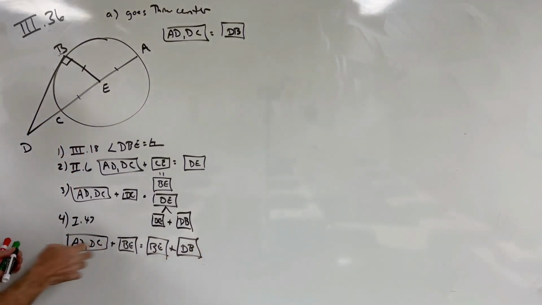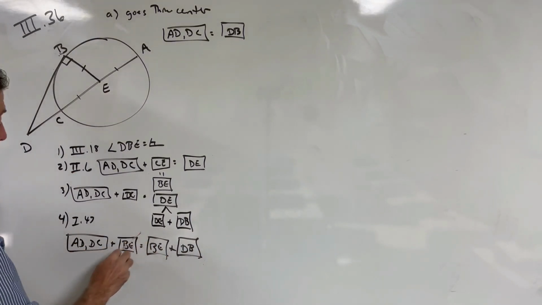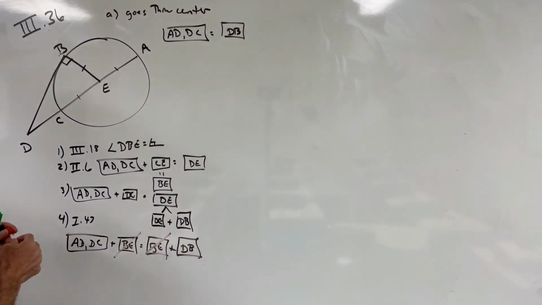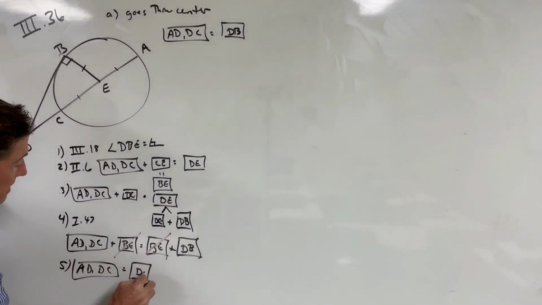And we should be able to see that we've got two equal terms on both sides of this equation. So if we remove equals from equals, the remainders are equal. And what remains is what we're trying to prove. Namely that AD, DC is equal to the square on DB.